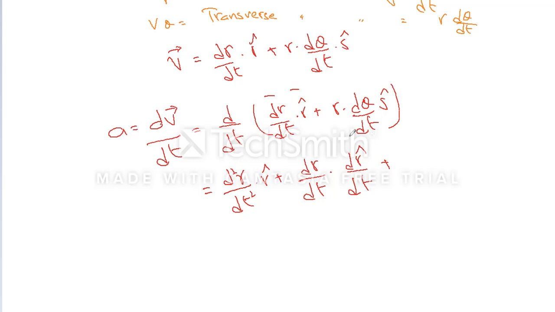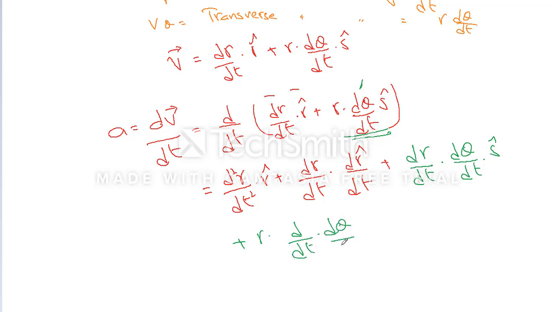Similarly, we take the second term. The derivative of the first term is d/dt of dr/dt, and the remaining stays as it is. Then the derivative of the second term: first as it is, d/dt into dθ/dt, and s as it is, then r and dθ/dt as it is and the derivative of s unit vector with respect to t.